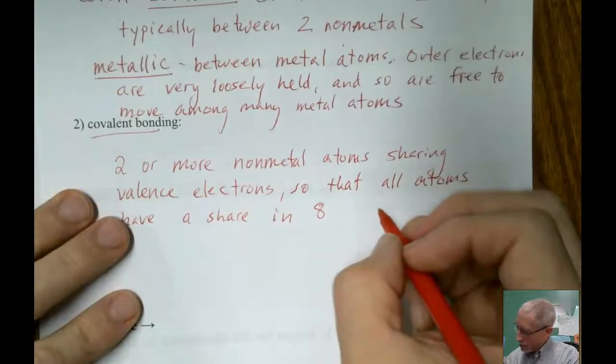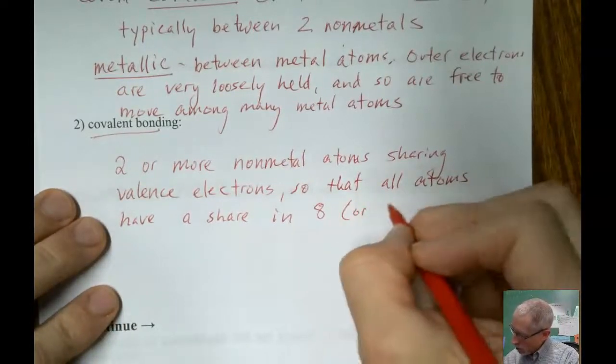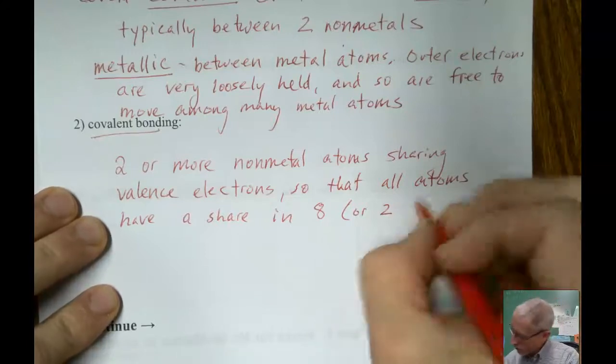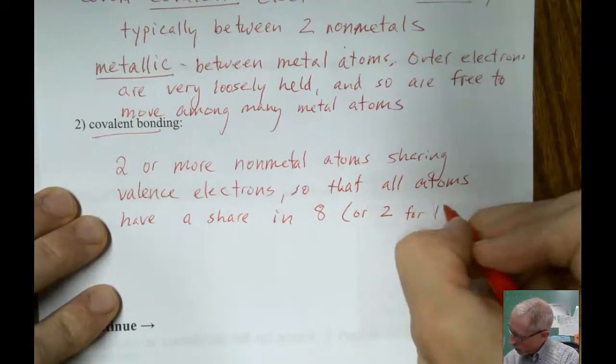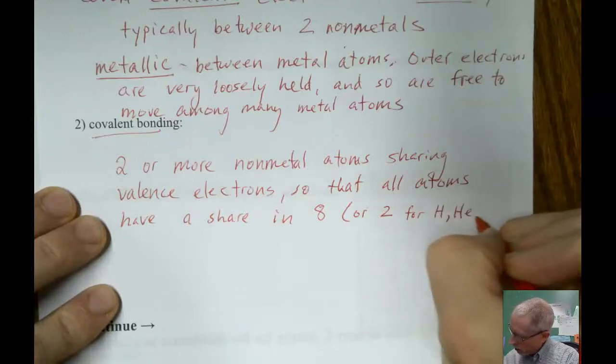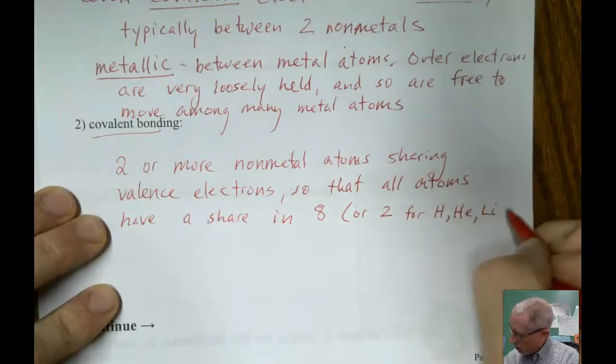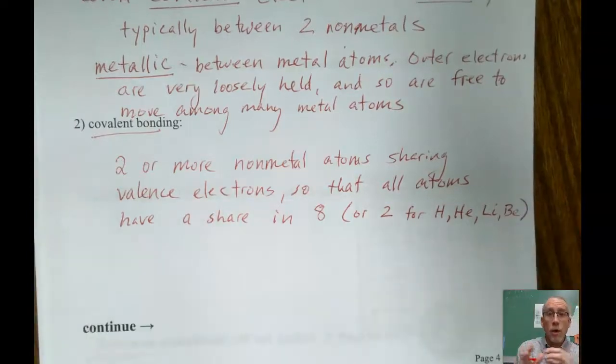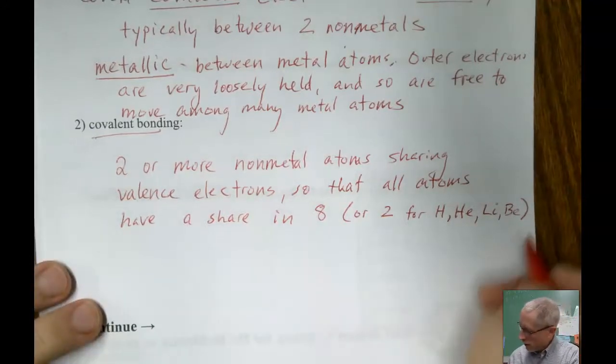Now remember, like I said before, some atoms only can have 2. Atoms like hydrogen, helium, lithium, and beryllium. Those are the ones whose outer energy level will only be the first energy level, which can only hold 2. Okay.